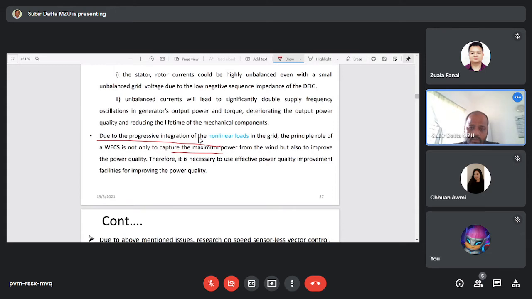power factor also. Therefore it is necessary to use effective power quality improvement facilities for improving the power quality. Effective power quality improvement facilities means either we can modify the control strategy, or we can use passive components like capacitors, or we can install active filters like STATCOM, then SSSC, or you can say the FACTS devices.